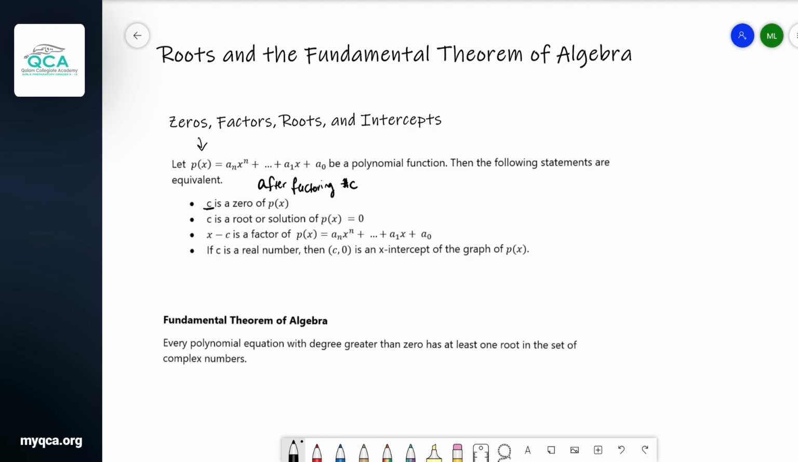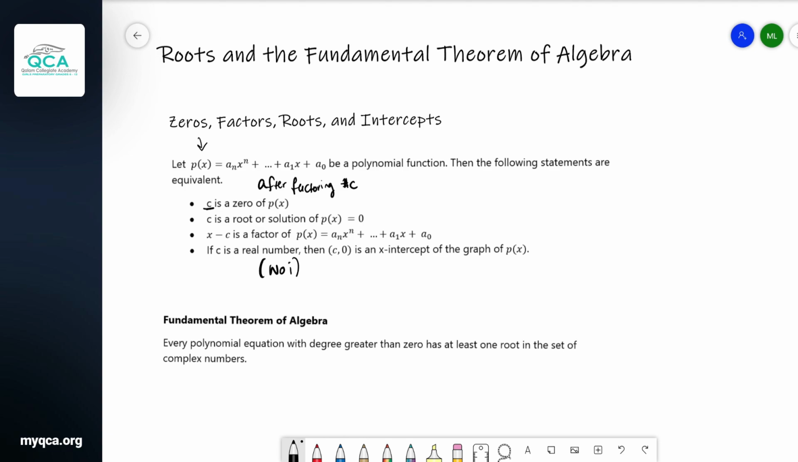And then along the lines of it being a root, we also discussed that it's also an x-intercept of the graph. Especially if c is a real number, meaning it's not imaginary, meaning there's no i associated with it, right next to its number c, then it's also an x-intercept of the graph. So it's a 0, it's a root, and if it's a real number, it's also an x-intercept. So it can be these three things.